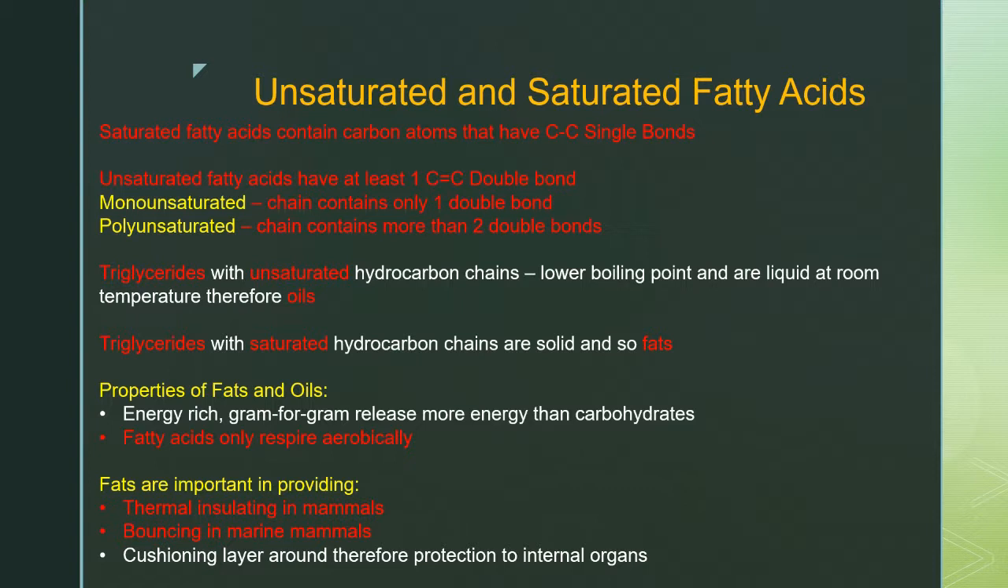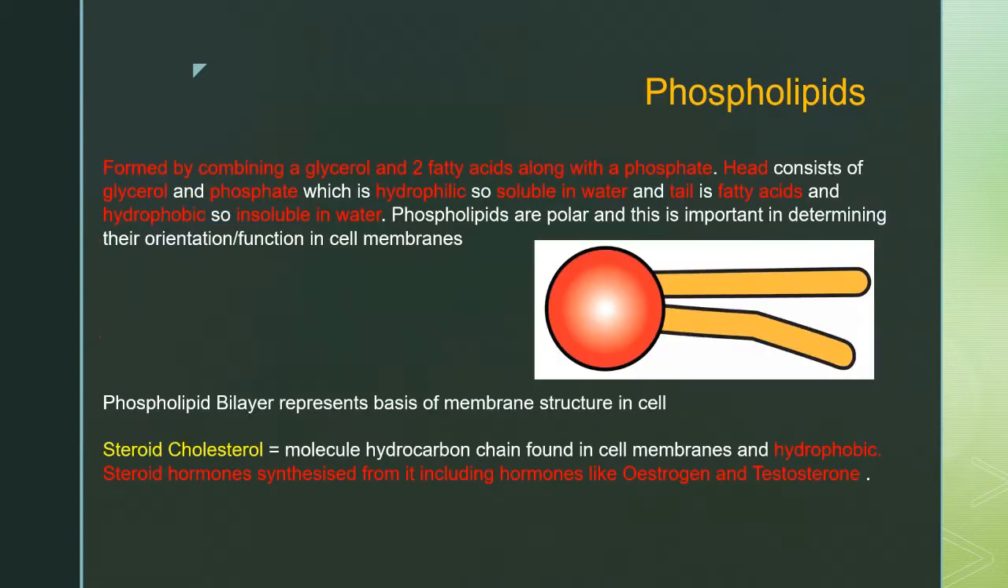These properties can include that they're energy rich, gram for gram releasing more energy than carbohydrates, but fatty acids only respire aerobically. Fats are very important as they can be used as a thermal insulating layer in mammals, and also for buoyancy in marine animals and mammals, and as a cushioning layer around organs, protecting the internal organs.